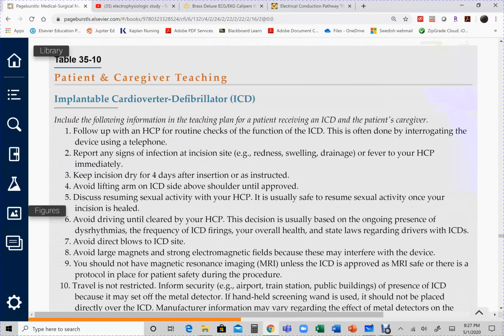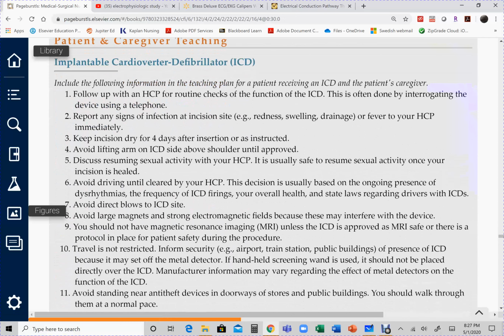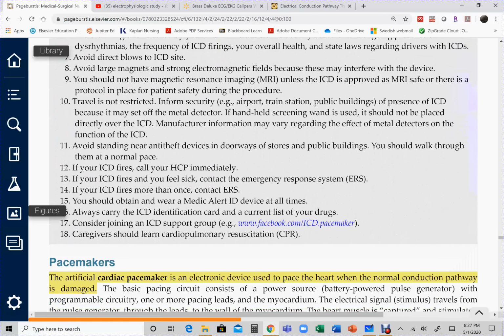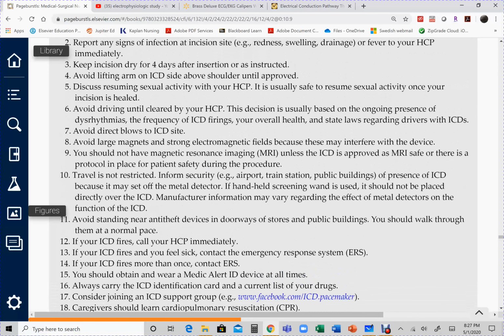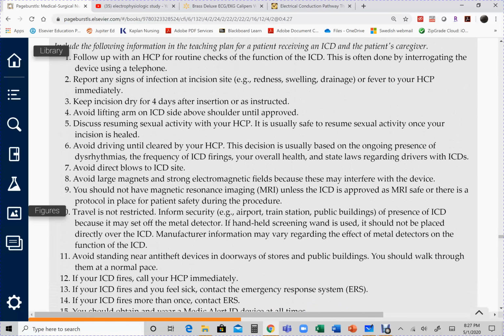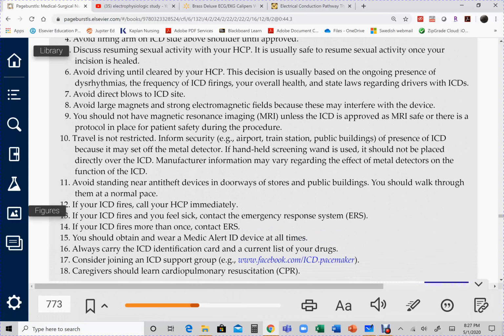The testable part is here. You have to teach the patient what to do. This one and the pacemaker teaching have the same length. It's almost identical. So read this on your own. This part here obviously is right after insertion. Okay, so these are the activity restrictions right after it is inserted, including again resumption of sexual activity and including driving restrictions.